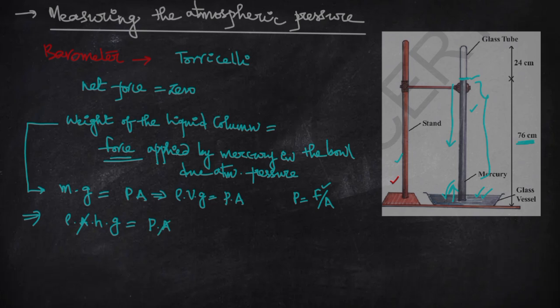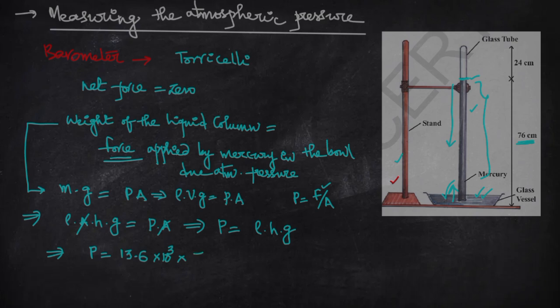This area gets cancelled, and the atmospheric pressure P is equal to density into height of the mercury column into g, which implies P is equal to the density of mercury, 13.6 into 10 cube kg per cubic meter, into height, here 76 centimeters.